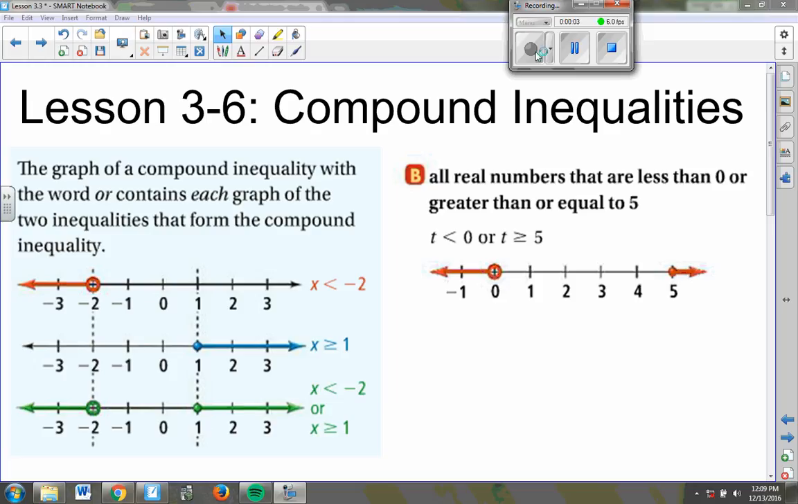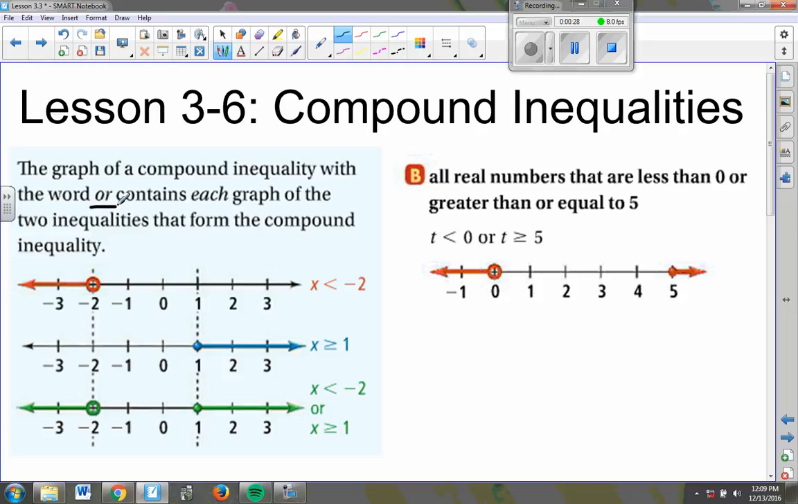All right, Algebra 1A students, welcome to part 2 of lesson 3.6. We're talking again about compound inequalities. In our last video, we talked about compound inequalities connected with the word and. In this video, we're talking about compound inequalities connected with the word or. Okay?